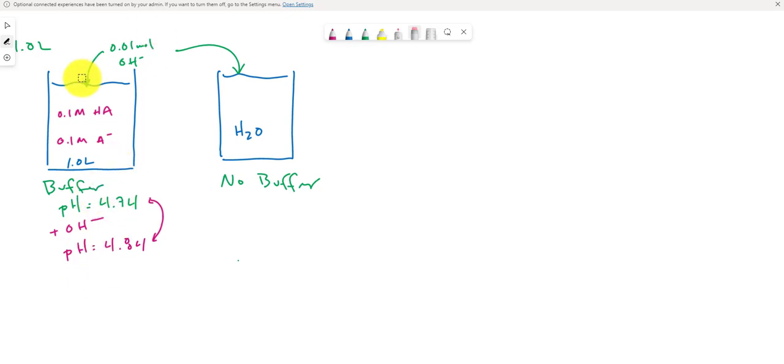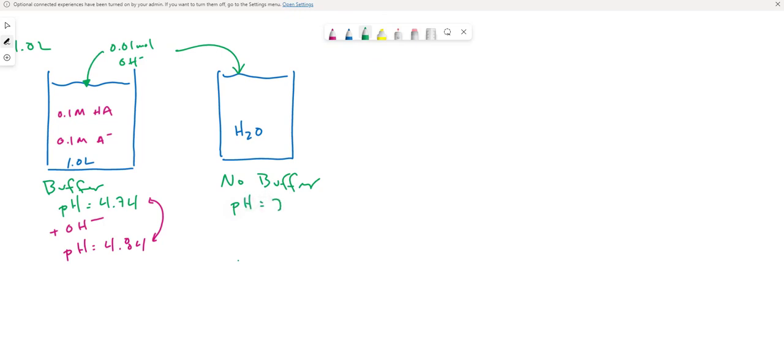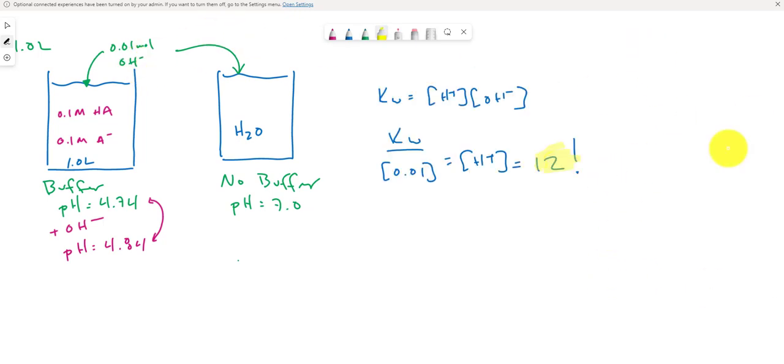So let's think about just a pure water solution, so no buffer. We know that would have a pH of 7 because of the dissociation of water. So we could just write up pH is equal to 7 to start with. Now, upon the same addition of hydroxide, what would the corresponding pH be? So this one we can solve really simply just using Kw, because we know how much hydroxide we're adding to the system, and we know what Kw is. So I can just take Kw divided by 0.01, which is the concentration of hydroxide. That gives me H+. That gives me a pH, if I take the negative log of that, of 12.